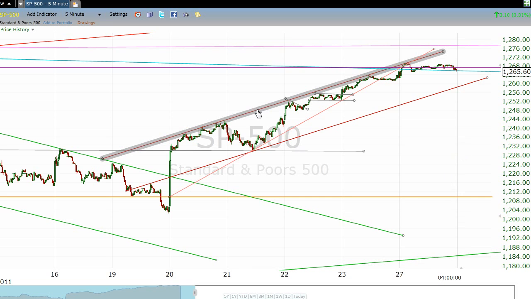But for right now, let's consider this line and this line as a potential channel. And if this breaks, then I think it's safe to say this move off of 1204 or so up to the 1260s is probably going to head back down.